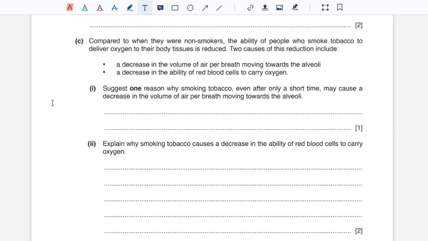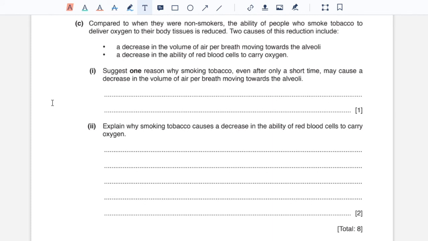Compared to when they were non-smokers, the ability of people who smoke tobacco to deliver oxygen to their body tissues is reduced. Two causes of this reduction include a decrease in the volume of air per breath moving towards the alveoli and a decrease in the ability of red blood cells to carry oxygen. One, suggest one reason why smoking tobacco, even after only a short time, may cause a decrease in the volume of air per breath moving towards the alveoli.